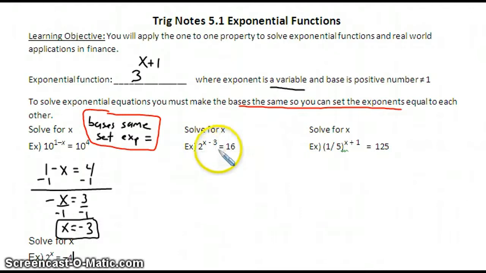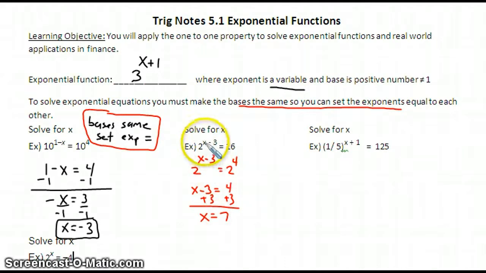Well, what I know is that I can get to a 16 by doing 2 raised to some power. So I could write 16 as 2 raised to the 4th power. So now my problem looks like this. Bases, which are both 2, are the same, set the exponents equal to each other. So move over the 3 by adding it. This time I would get x equals 7. So plugging the 7 into here, 7 minus 3 is 4. Is 2 to the 4th power 16? Yes. So I get my answer that way.